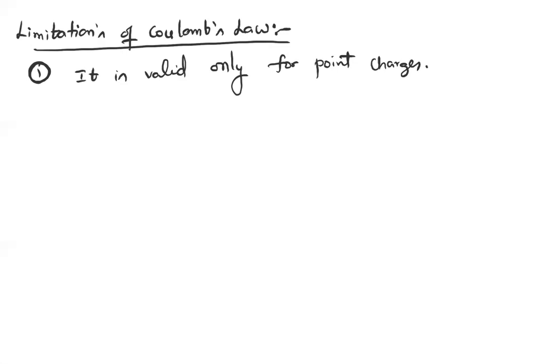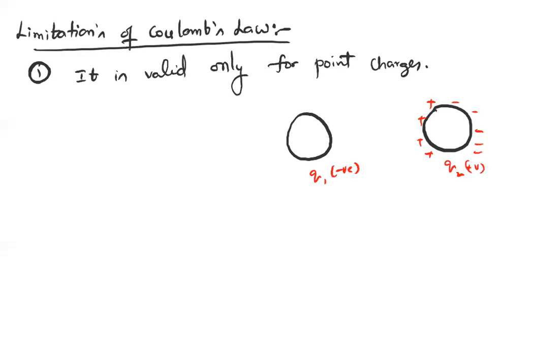It's valid only for point charges. Sir, what happens if I consider spheres instead of point charges? If you consider spheres instead of point charges, as we just discussed in the phenomenon of induction, this is charge Q1 and Q2. It will induce some charges here. Suppose it is a negative charge and it is a positive charge. Then it will induce some negative charges here. Due to the inductive effect, additional force will act and it will alter the net force acting on it. That's why Coulomb's law is not valid for spherical bodies or extended bodies.